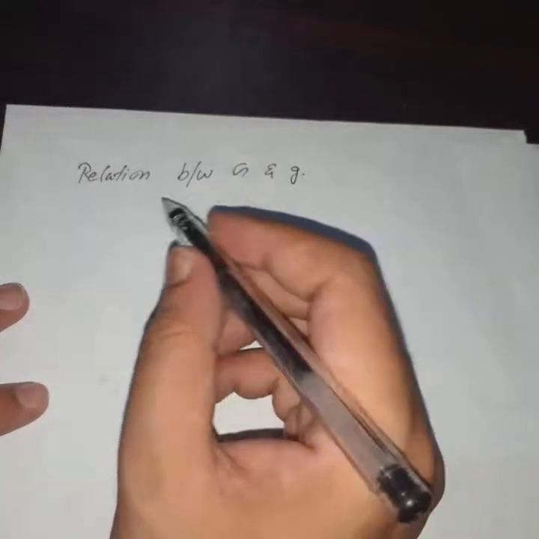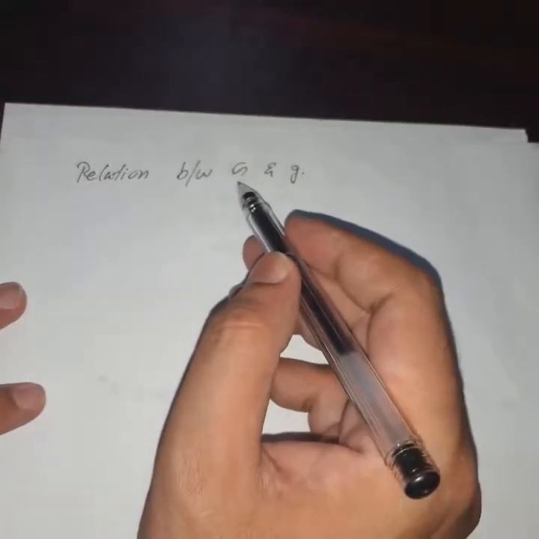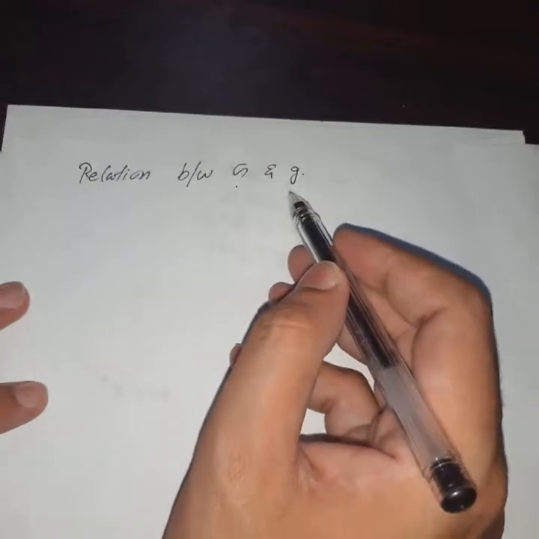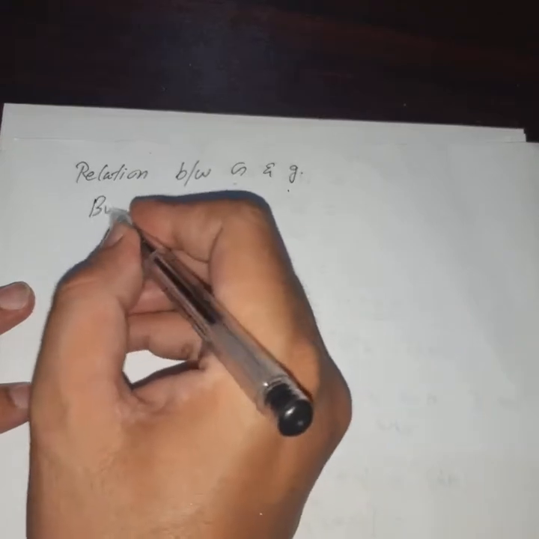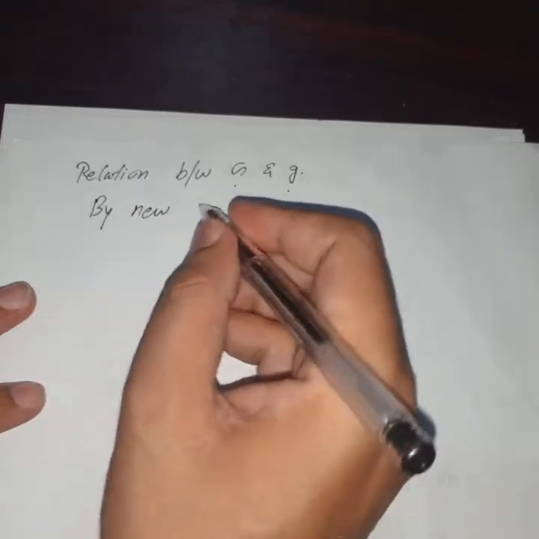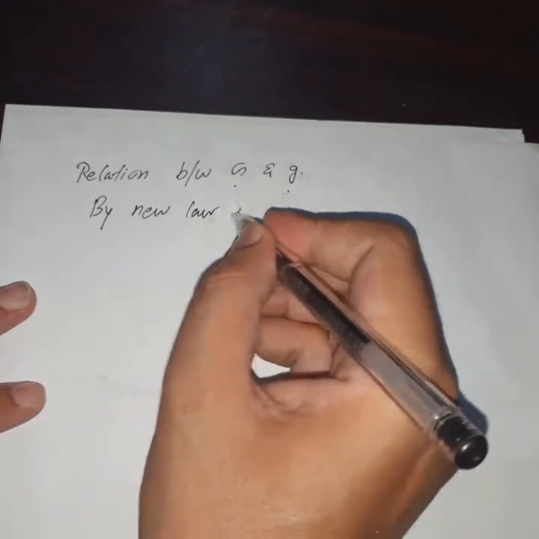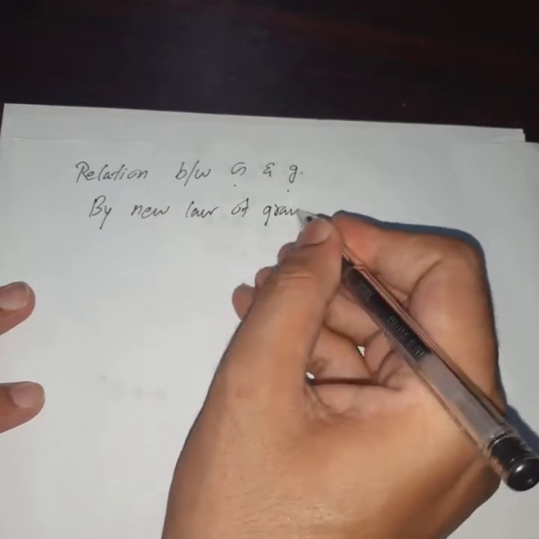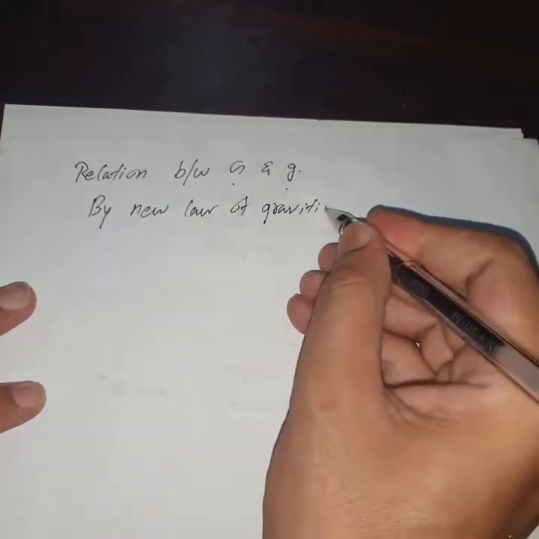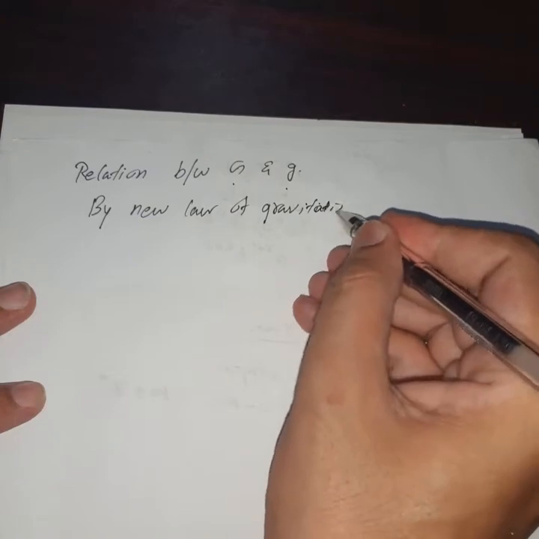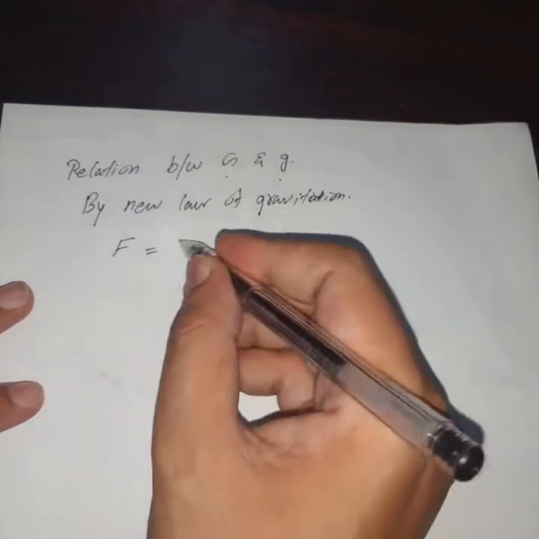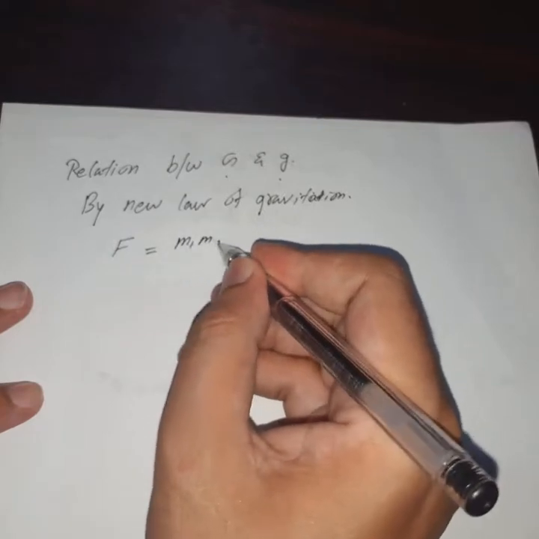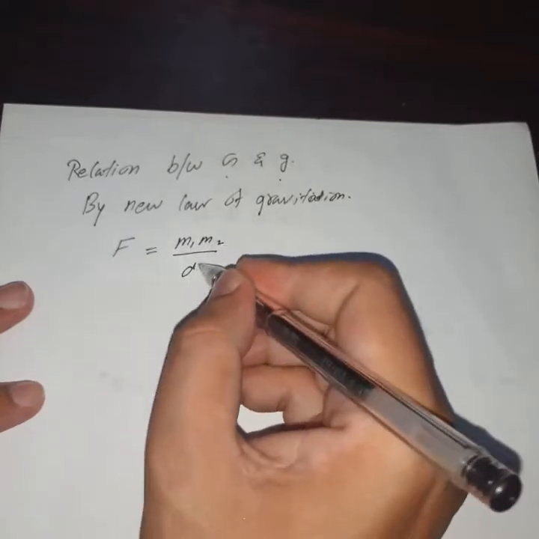In this video, we will find the relation between gravitational constant and gravitational acceleration. So, by Newton's law of gravitation, we have that force will be equal to m1 m2 over d square.